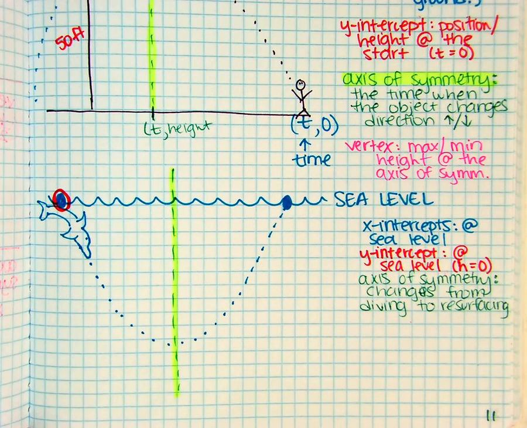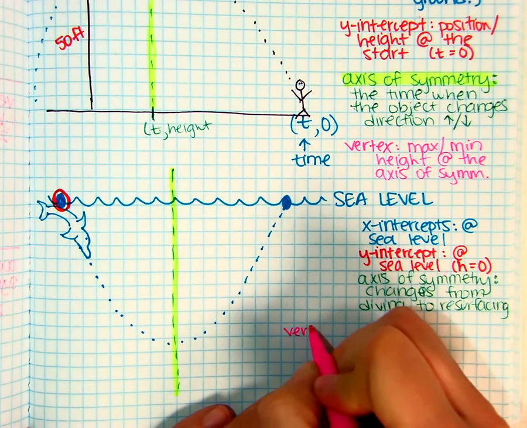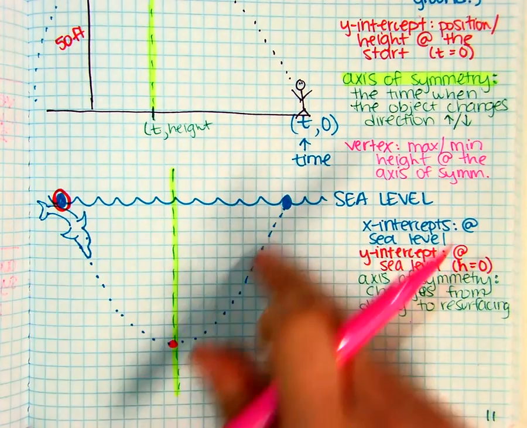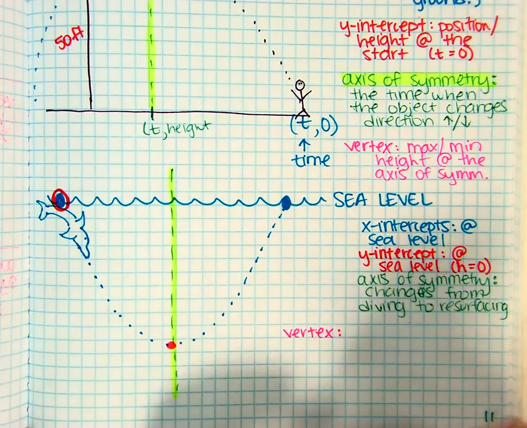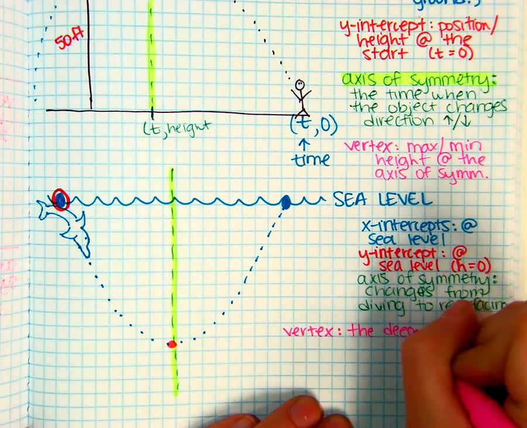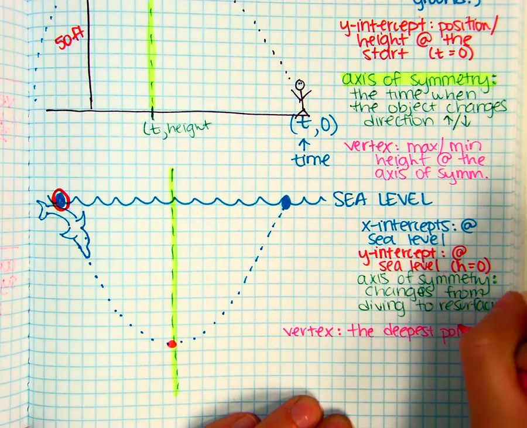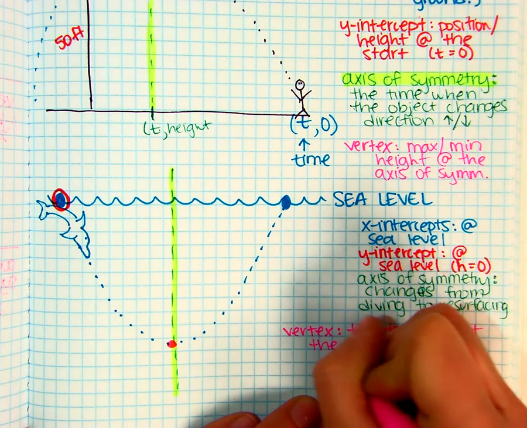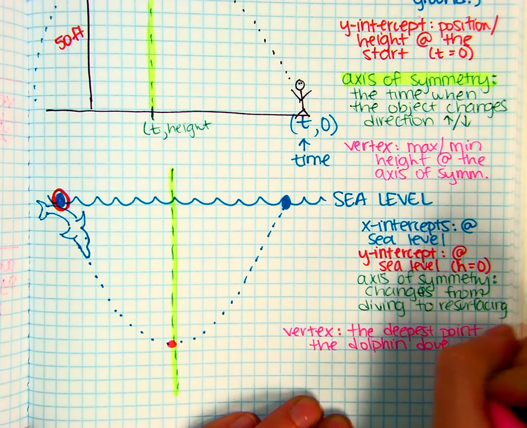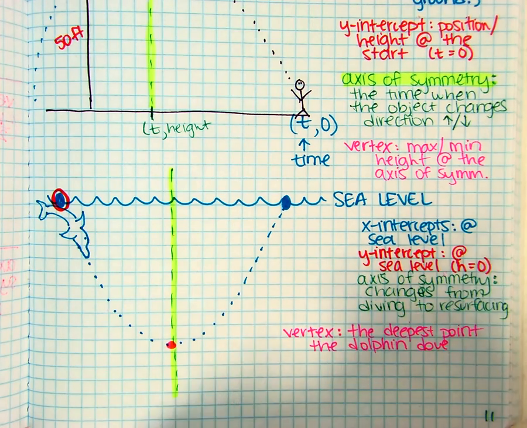And last but not least is our vertex in this case. This is the lowest that the dolphin dove. So the deepest point that the dolphin dove, down below the sea level.